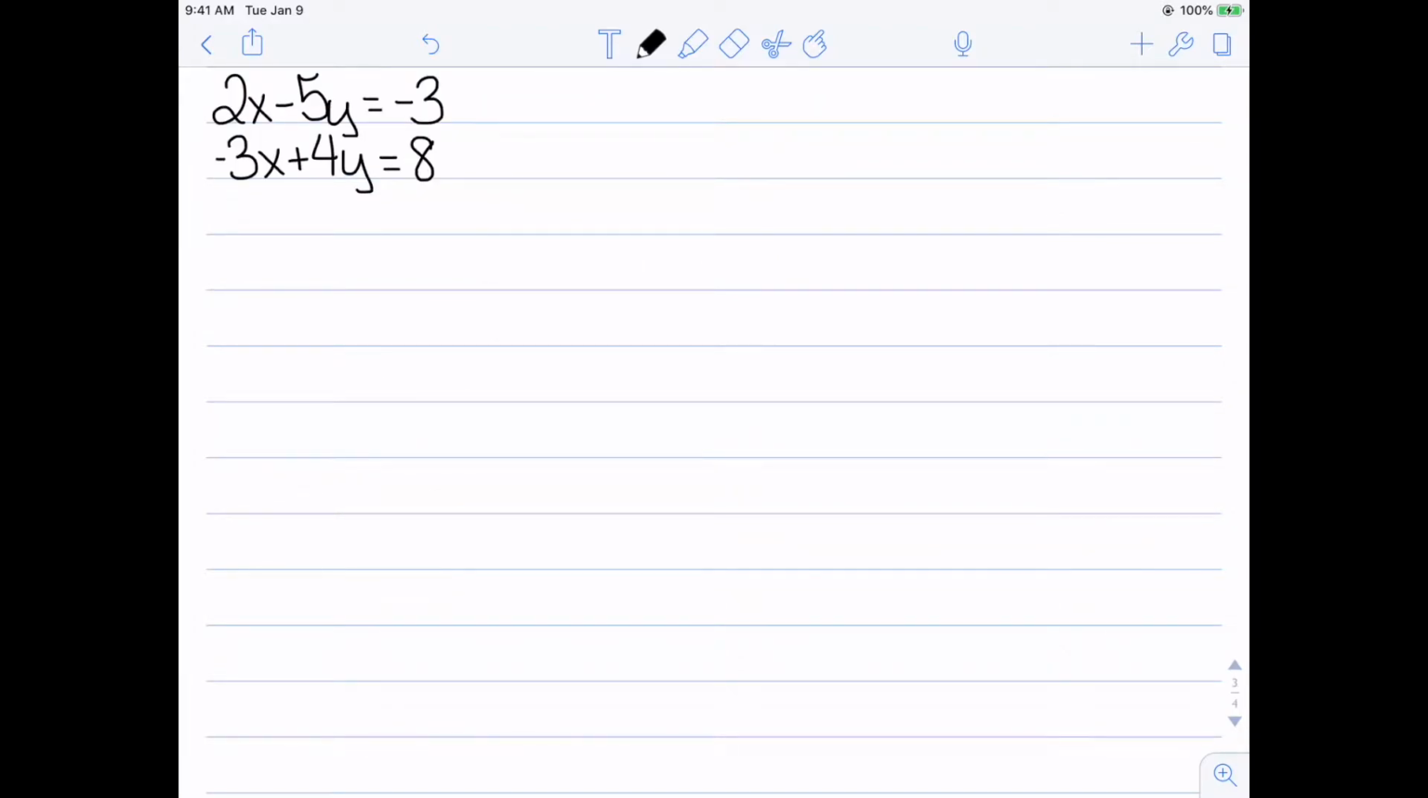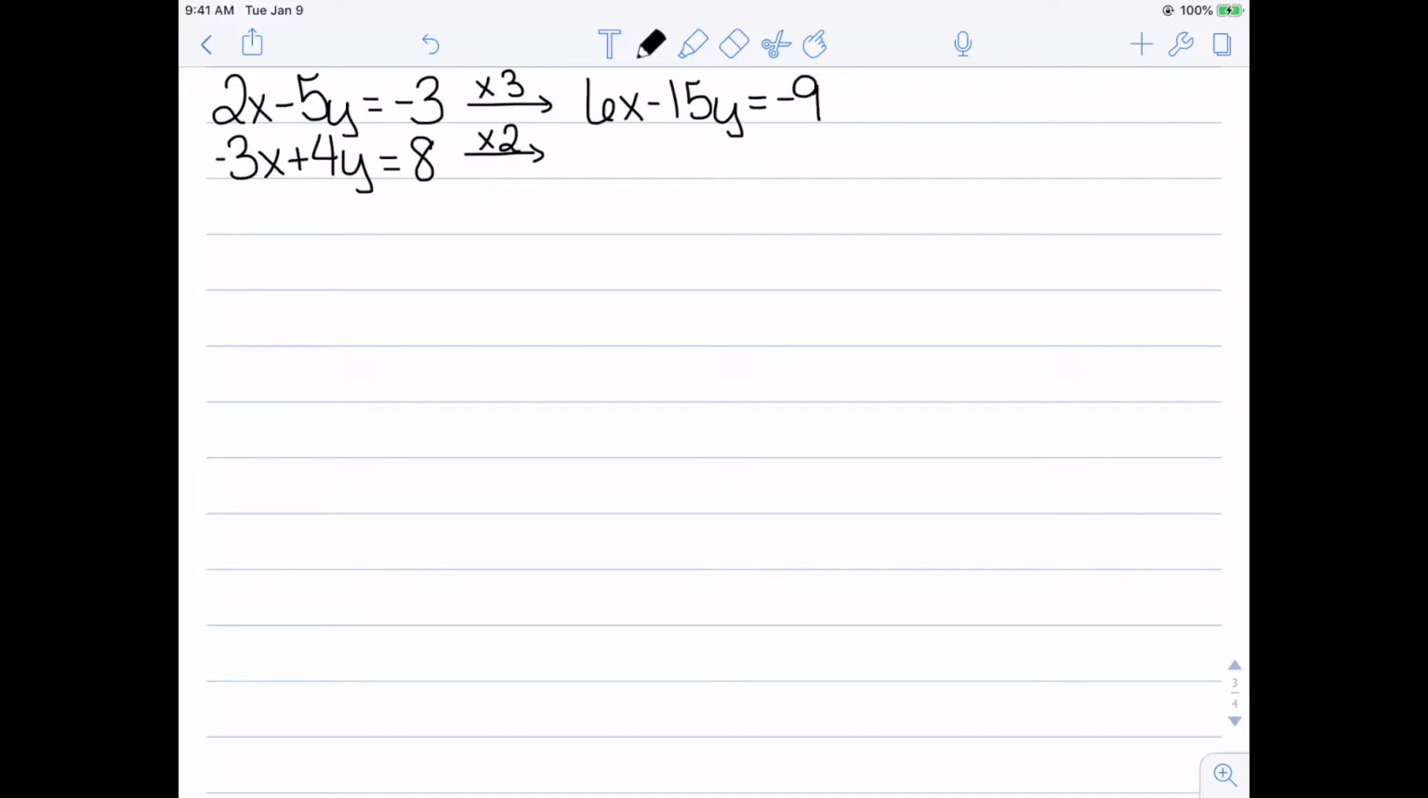This time I have 2x minus 5y is equal to negative 3, and negative 3x plus 4y is equal to 8. I'm not going to be able to multiply a single equation by a number in order to get things to cancel, so I'm going to have to multiply both equations. So in order to do this, we need to decide if we want to eliminate x or y. Since we eliminated y in the first example, let's eliminate x now. In order to do that, I'm going to multiply the first equation by 3 and the second one by 2.